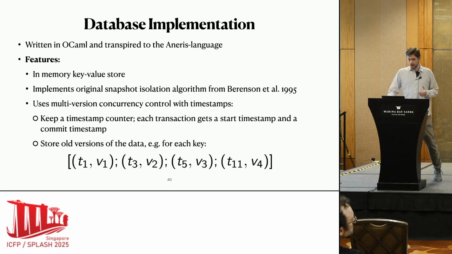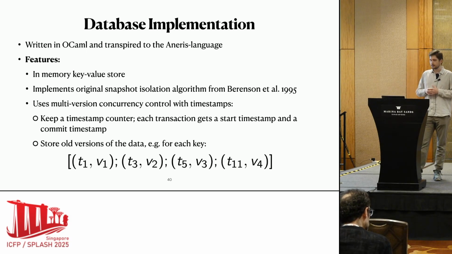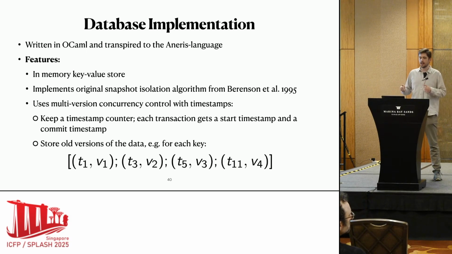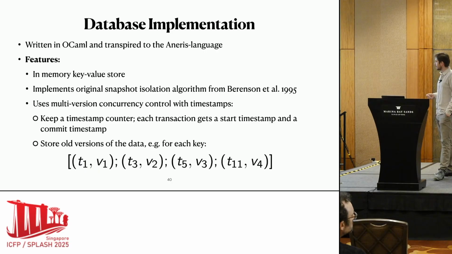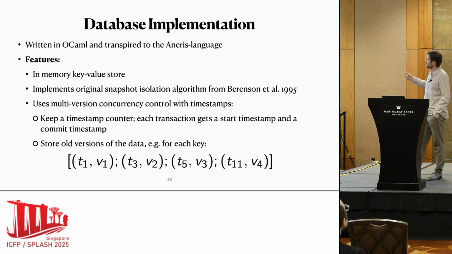Just to quickly tell you what that means, we keep this timestamp counter internally, and each transaction gets a start timestamp and a commit timestamp. If you look at the actual data, for each key we have an ordered list of timestamp-value pairs. When a transaction wants to read, we take the starting timestamp, and then we go down this list and find the appropriate value. And when you want to commit, we can check for conflicts using the start timestamp again, to see if something was written after you actually started.